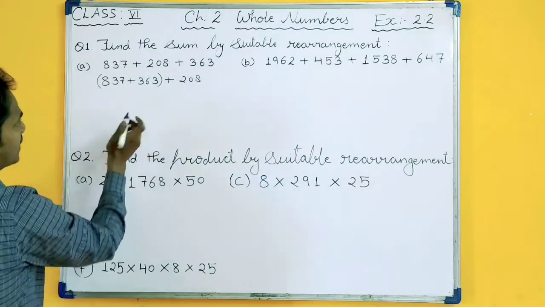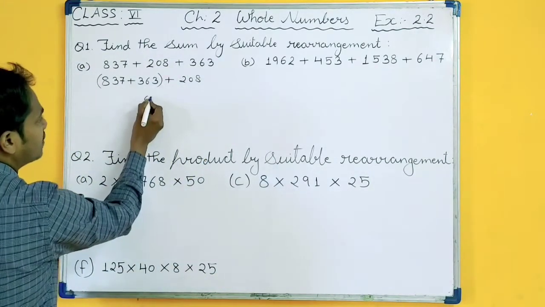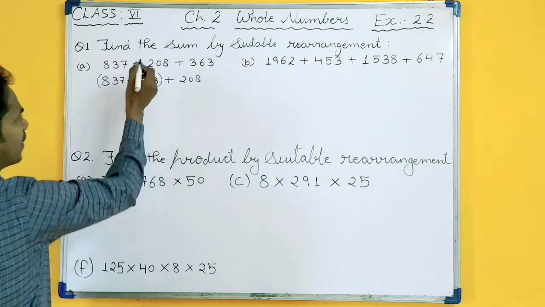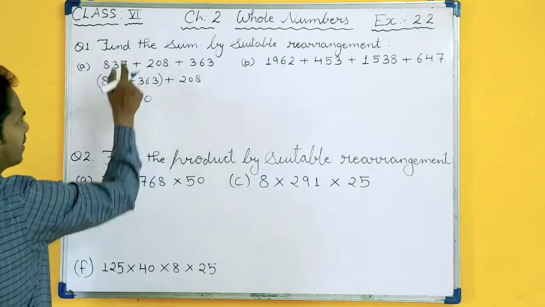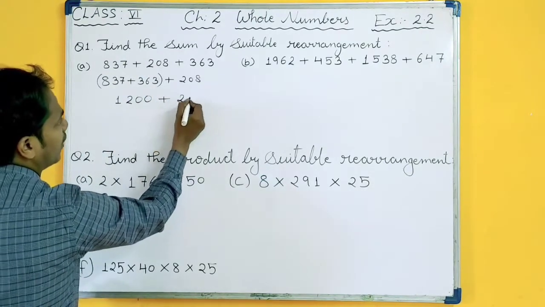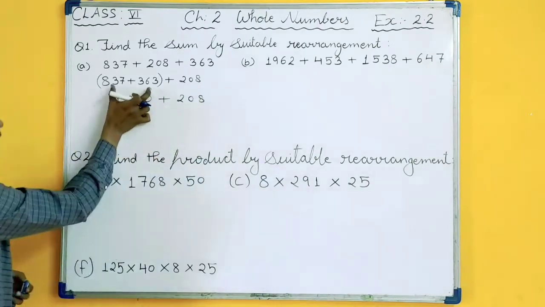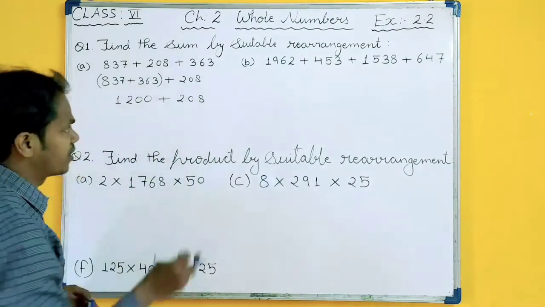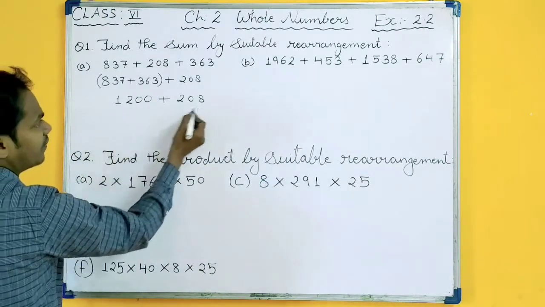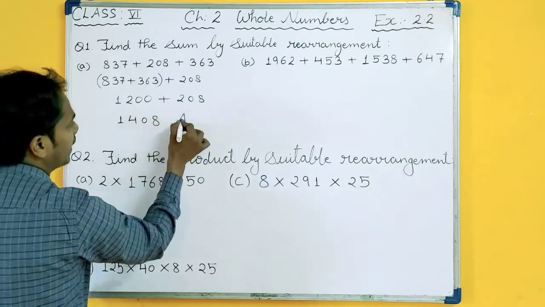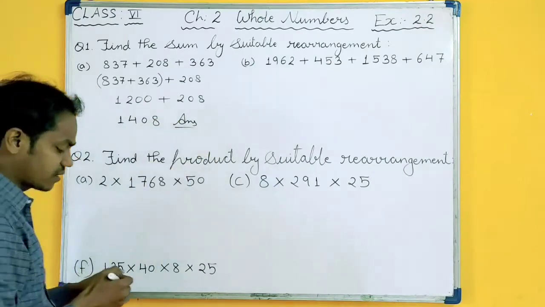Okay. Now plus this. 7 plus 3 is 10, 0, carry 1. 6 plus 3 is 9, carry 1 is 10, again 0, carry 1. 8 plus 3 is 11, 11 plus 1 is 12. Then 208. See, after adding these digits, you are getting zeros. So this is the suitable rearrangement. Now add this. 1200 plus 208, you will get 1408. This is your answer.